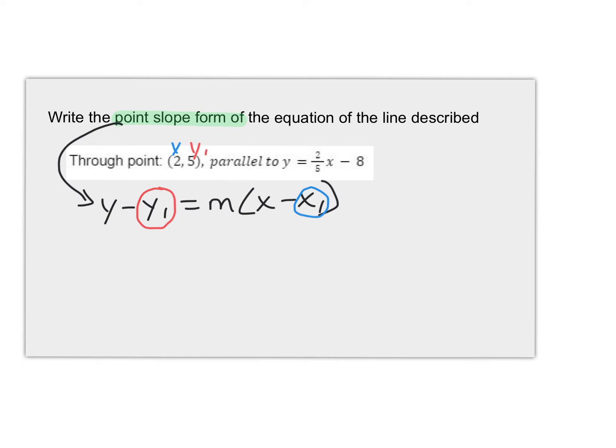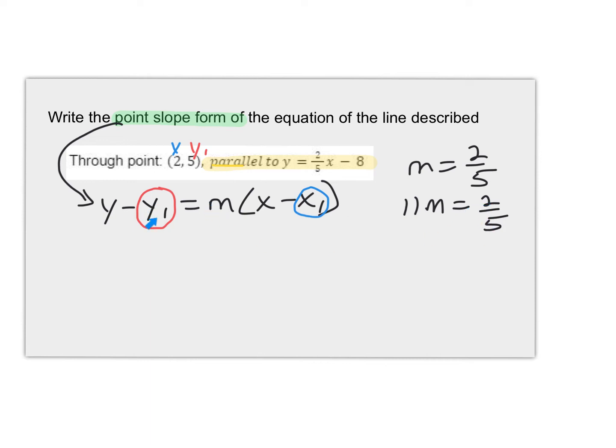Now, in this specific statement, the slope has to be parallel to the given equation. So it's going to be parallel to this equation. Well, parallel means it has the same slope. But if this has a slope of 2/5, then the parallel slope would also be 2/5. Okay? So we're going to replace our m with 2/5.